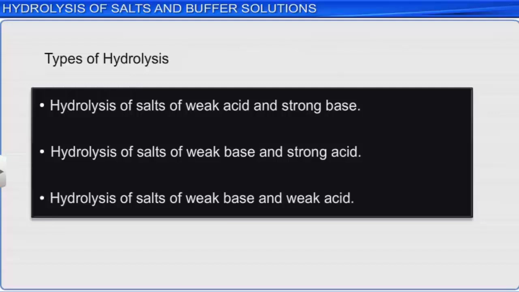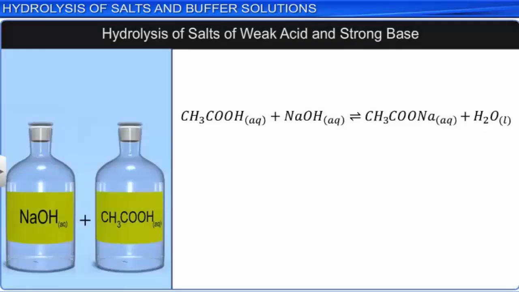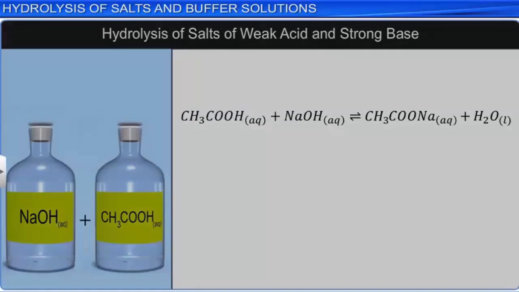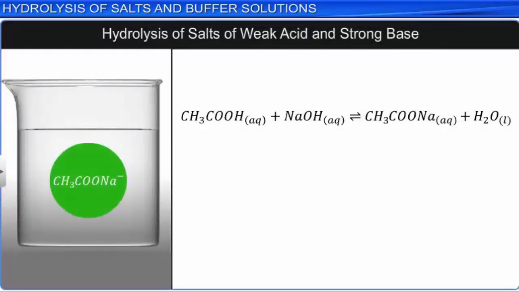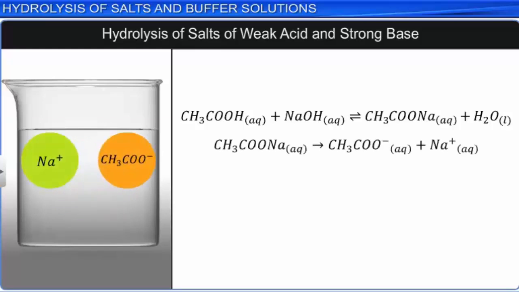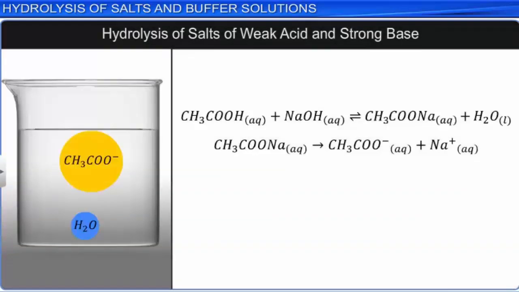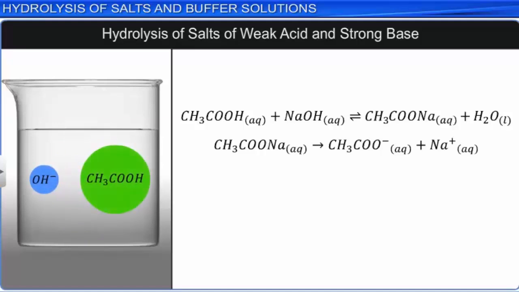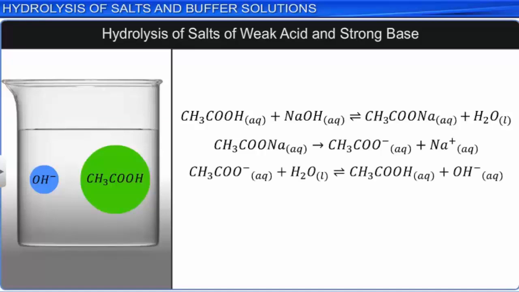Sodium acetate is a salt of weak acetic acid and strong sodium hydroxide base. It undergoes complete ionization in water to give acetate ions and sodium ions. The acetate ion, being a strong conjugate base of a weak acid, undergoes hydrolysis in an aqueous solution to produce OH minus ions. Hence, its solution is basic. That is, its pH lies above 7. Thus, it can be concluded that the aqueous solution of a salt of a weak acid and a strong base is alkaline due to the hydrolysis of the anion.